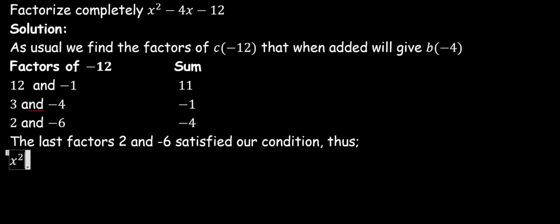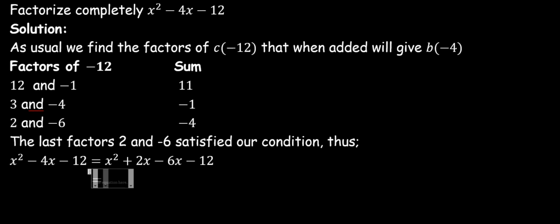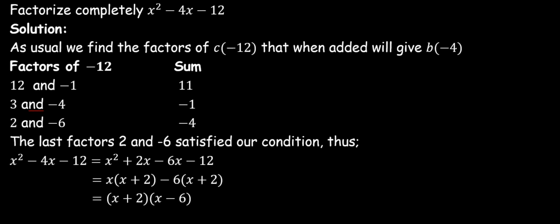Thus, s squared minus 4s minus 12 is equal to s squared plus 2s minus 6s minus 12. We are changing our minus 4s into 2s minus 6s, which are the factors we got. Now, we can factor out s from the first two given terms, and when we factor out s, we have s plus 2, bracket open and close, minus 6, and we have s plus 2 again, bracket open and close. With that, we can factor out our s plus 2, and we'll be left with s minus 6, properly factorized.